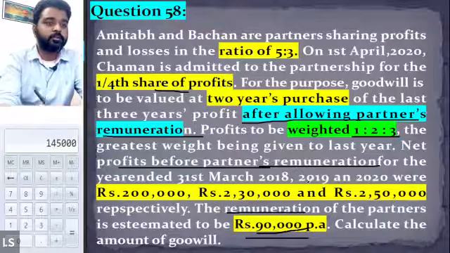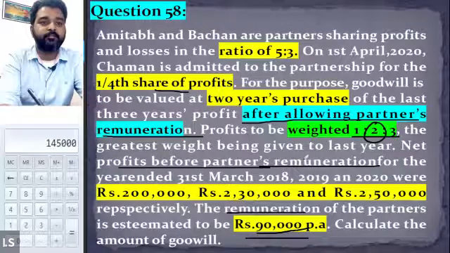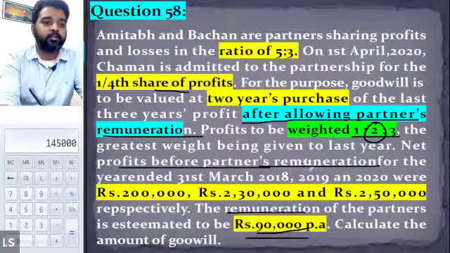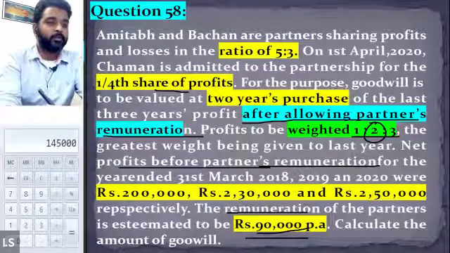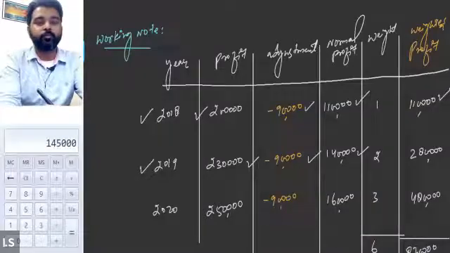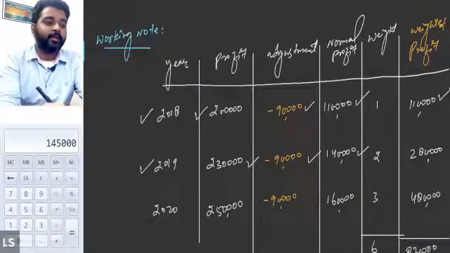This is the weight for the year 2019. It was 2. So I simply multiplied the normal profit with the weight, that was 2, and found the weighted profit as 2,80,000. Again, in the next year also, I did the same thing.